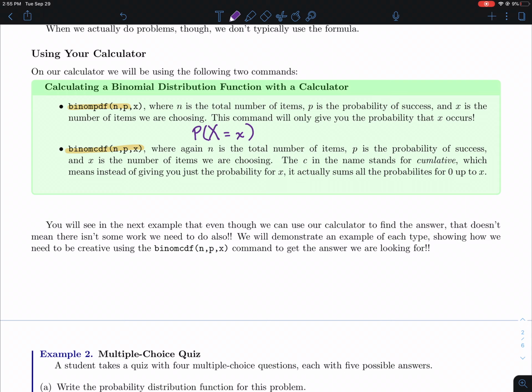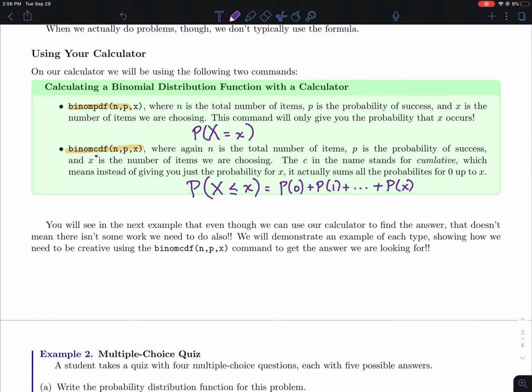Now binom CDF, the C actually stands for cumulative distribution function. That means it adds up all the values from 0 up to whatever you label x to be. So in inequality form, it's going to be big X is less than or equal to little x. What it's really doing is calculating p of 0 plus p of 1 plus, the whole way up to p of x.